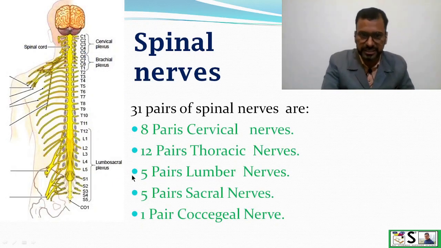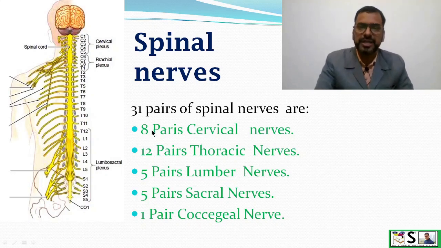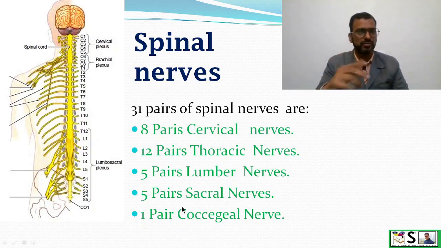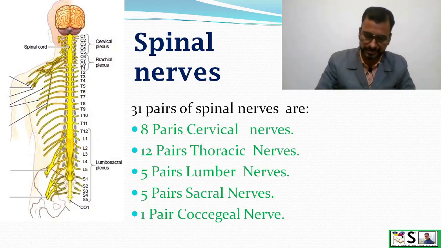Here you can understand that these 31 pairs are named as 8 pairs of cervical nerves which come out of the cervical area, then 12 pairs of thoracic nerves, 5 pairs of lumbar nerves, 5 pairs of sacral nerves, and there is 1 pair of coccygeal nerve.